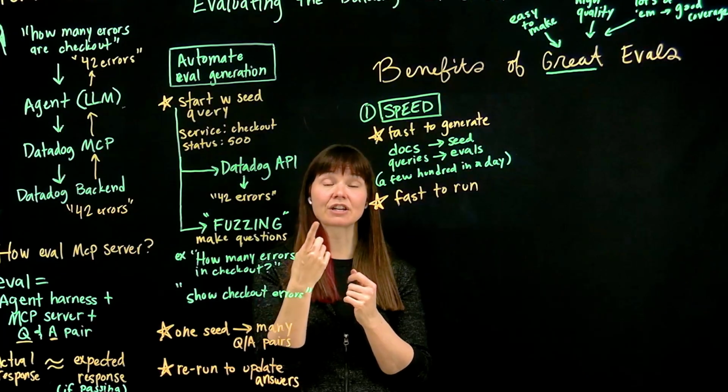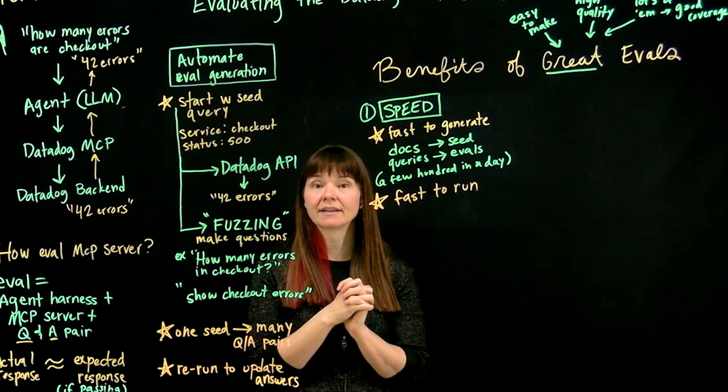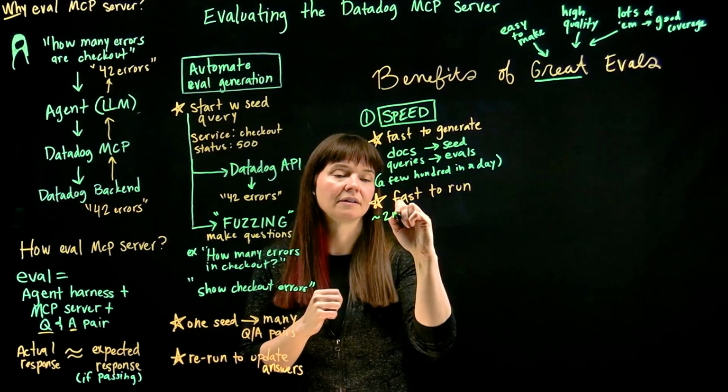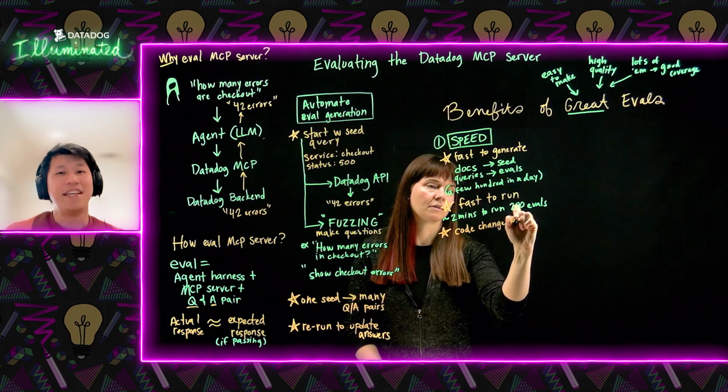So you said they're fast to generate, they're also fast to run. What does fast to run look like exactly? Right. Yeah, it takes about 2 minutes to run 200 eval scenarios. Wow. And that's on a local computer. Yeah. So if you are changing your MCP server and you are running it locally, and you want to quickly see, okay, did my change make things better or worse? The fact that you can run in 2 minutes means that you can also quickly see the impact.